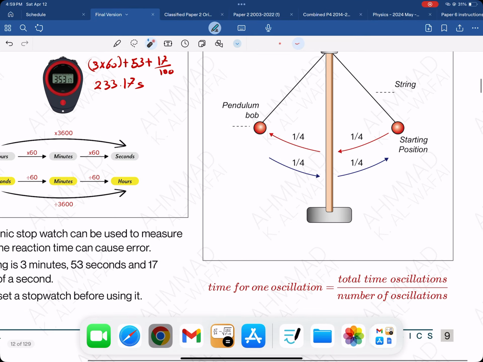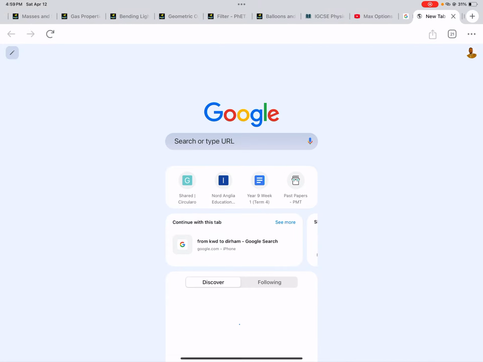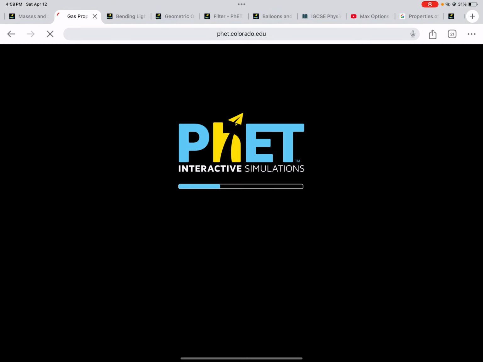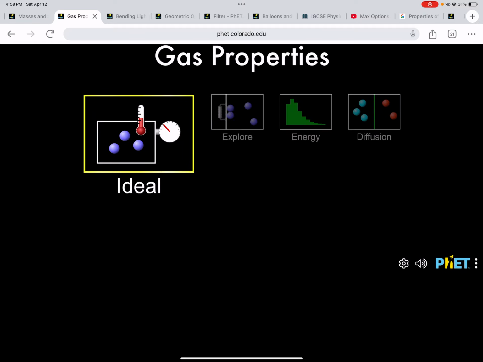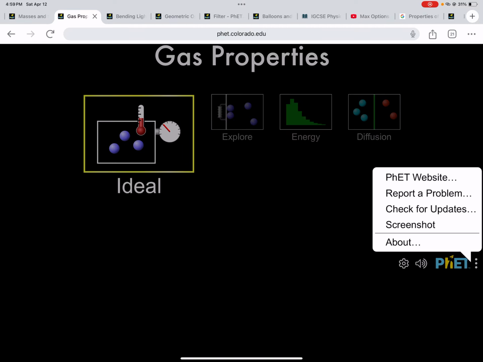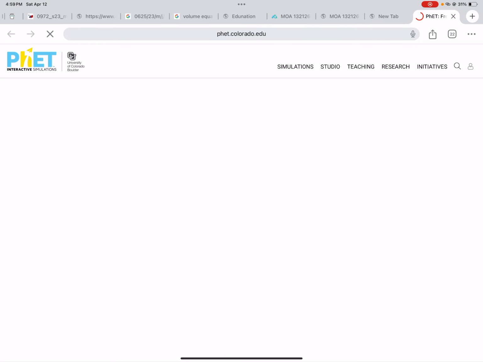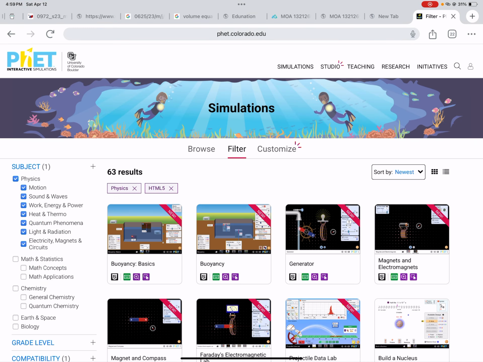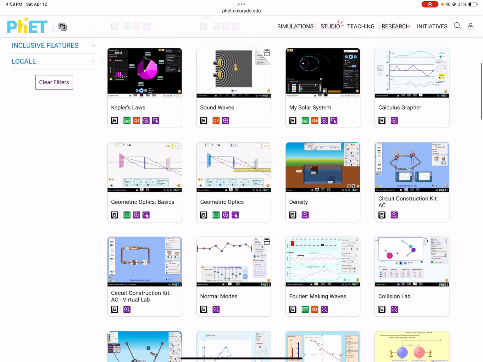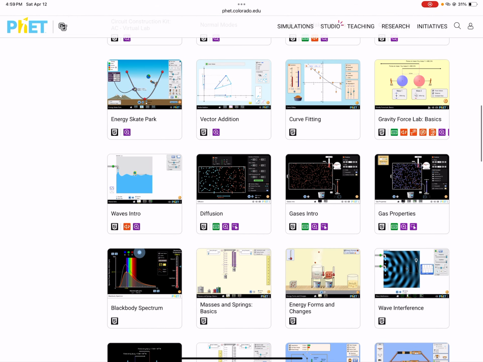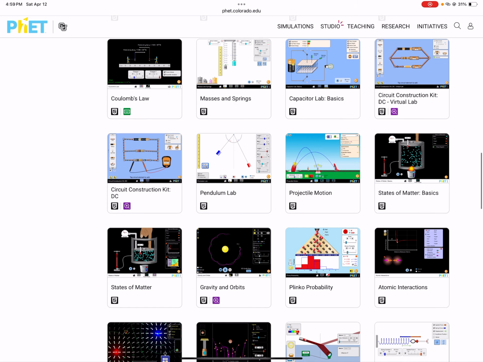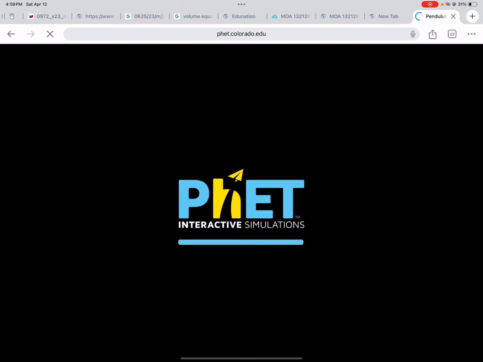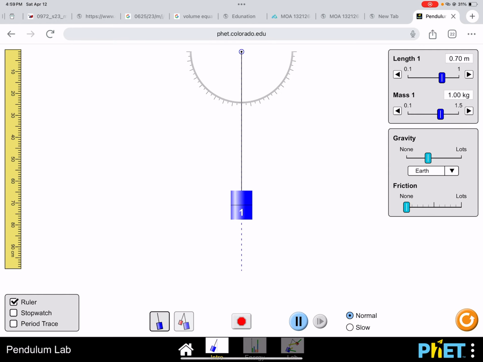So for example, I'm going to show you a simulation real quick. Go to PhET, and then go to simulations. Bear with me. And then we're going to go to the pendulum. Yes, that's the pendulum lab. So bear in mind, this is the pendulum, for example.